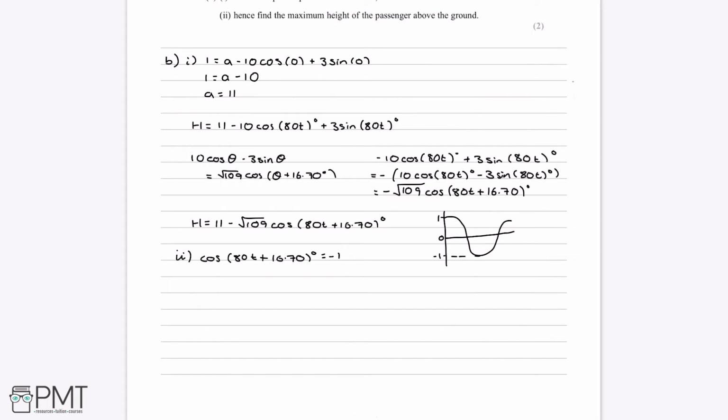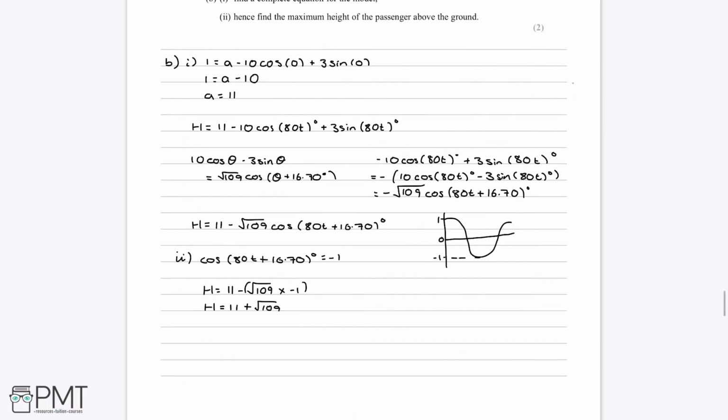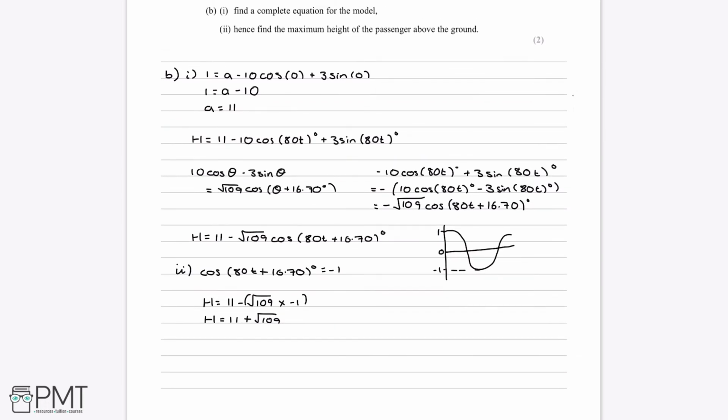So if we therefore say that cos of 80t plus 16.70 degrees is equal to -1, and we substitute that in, we have h equals 11 minus root 109, but this is multiplied by -1, and therefore h is equal to 11 plus root 109. And now the 2 marks available for this question, because the marks come jointly even though we have a part I and a part II, are actually awarded in this instance.